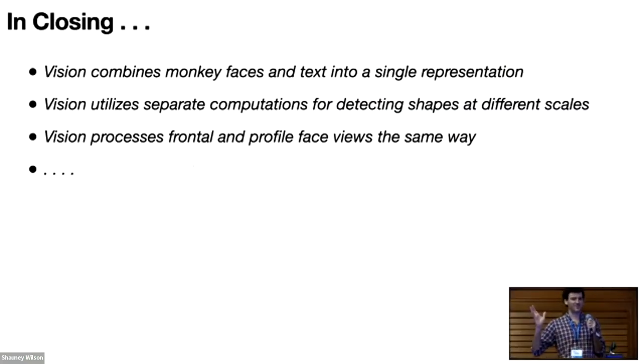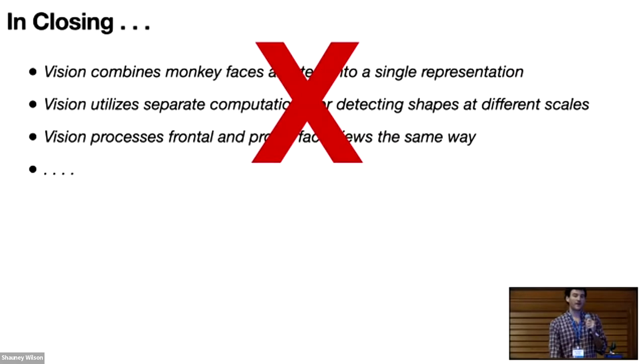So in conclusion, I just want to head off a certain interpretation of this work: that vision combines monkey faces and text into a single representation, or that it utilizes separate computations for shapes at different scales, or that vision processes frontal and profile views the same. That's not quite the point. This is just particular features in ImageNet trained AlexNet. I don't know if you want to generalize from these features.